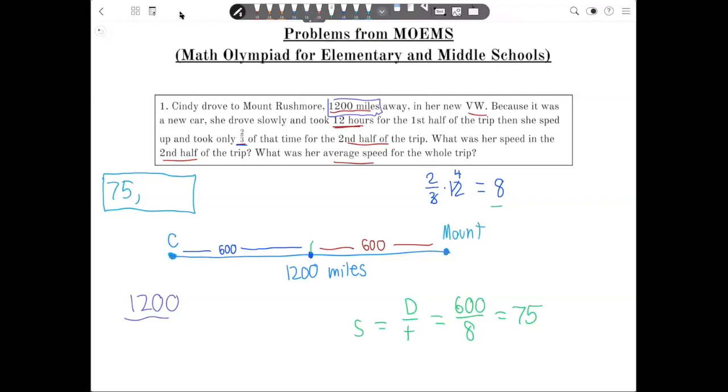Again, we know that it's 12 hours for the first part, and then 8 hours for the second part. And since we have 12 hours for the first part and 8 hours for the second part, all we really have to do is divide by that amount. So now it's just going to be 12 plus 8. So it's just going to be equal to 60. So the average speed is 60. Any questions?